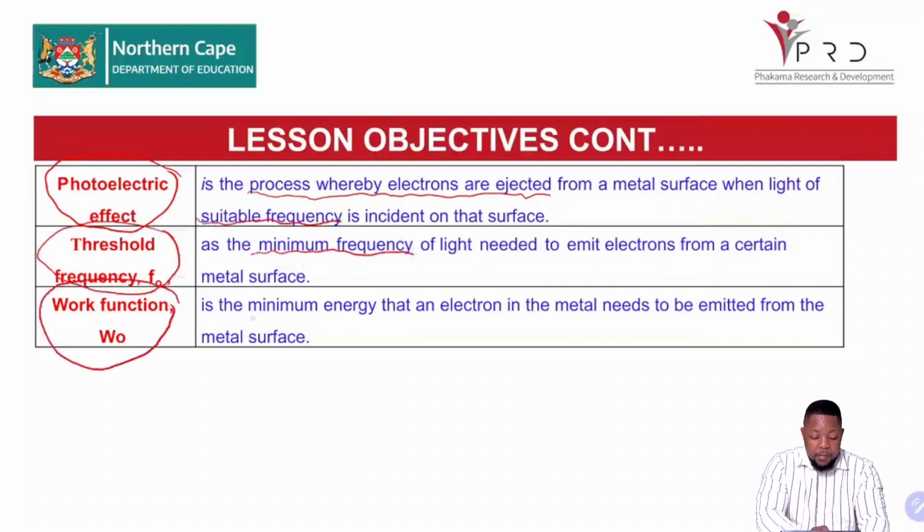The minimum energy that an electron in a metal needs to be emitted from a metal surface. So those are the key and very important definitions that one needs to understand and know how to define for this lesson. And just remember that all definitions should be referred to from the Examination Guideline 2021.